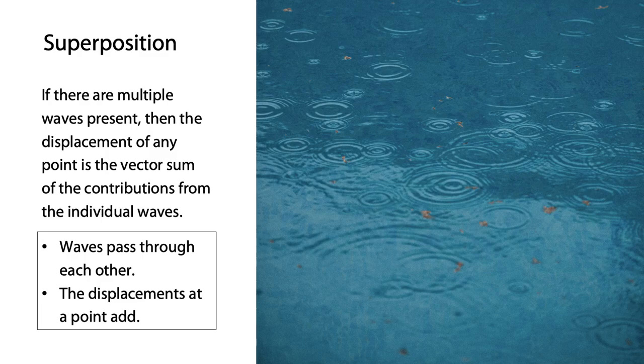I summarize this as two statements. Waves pass through each other. They don't reflect, they don't bounce off, they don't bend round. Waves just pass through each other, and the displacements at any of the points add together.